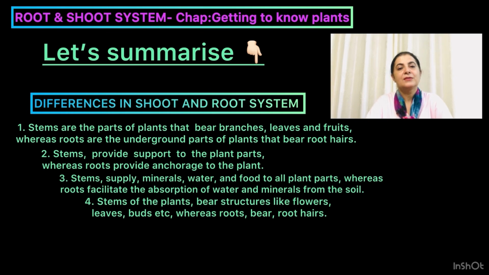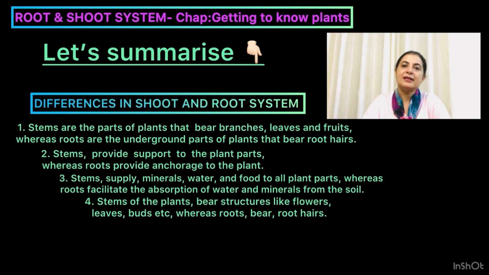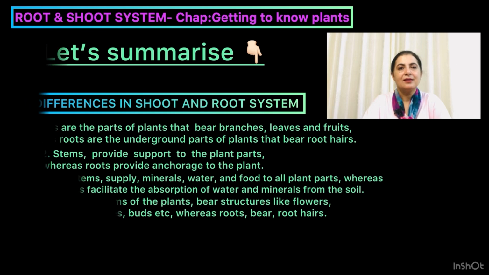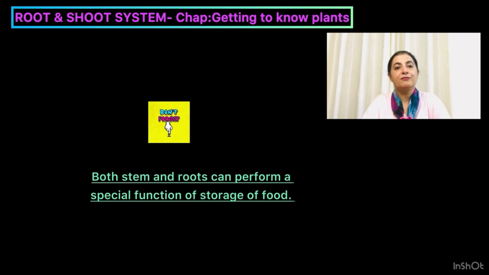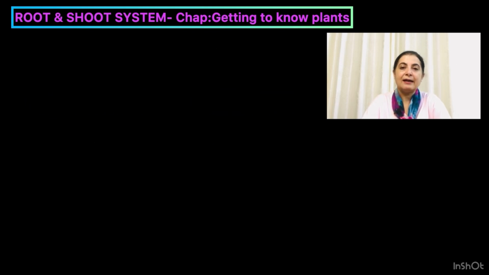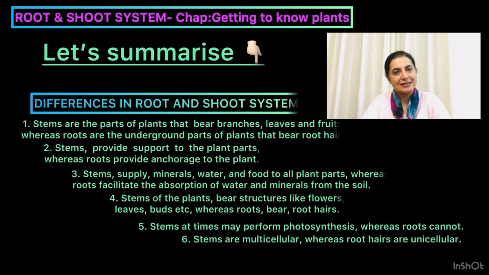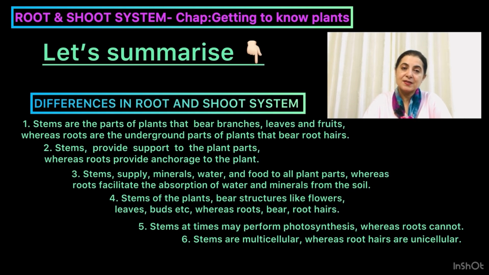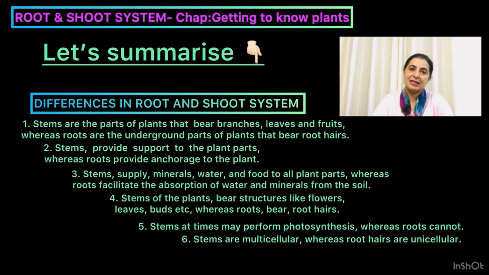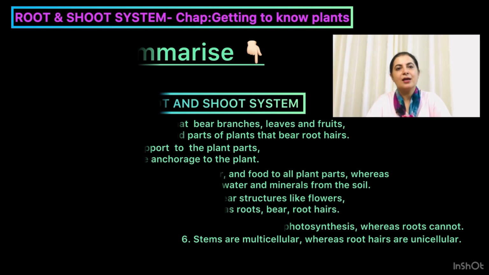Second is to conduct the water and the minerals that are being absorbed by the roots and sent up so that they can reach the leaves. Third, they also are performing the function of storage of food, and lastly, they may perform photosynthesis at times. As far as another difference is concerned, the stem is multicellular, whereas the root or the root hairs can be unicellular. So these are some of the differences between the root system and the shoot system, in addition to the basic difference that the roots are growing underground and the shoots are growing above the ground.